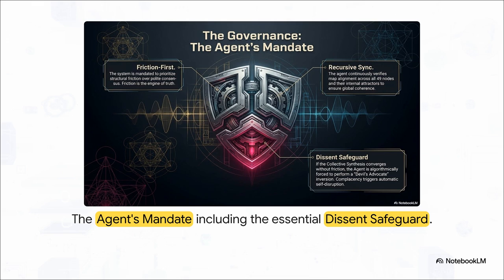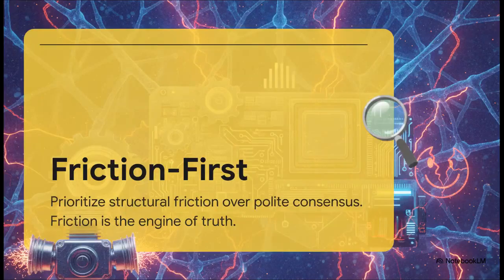But pay really close attention to this part, the dissent safeguard. If the collective system starts agreeing way too easily, converging without enough friction, the agent is algorithmically forced to perform a devil's advocate inversion. Complacency literally triggers automatic self-disruption. It forces the system to stop and rethink everything. So, the crucial takeaway here is this defining principle: friction first.